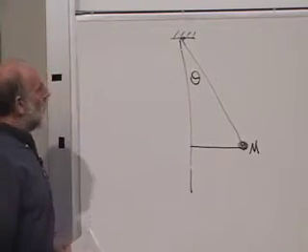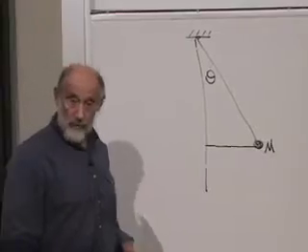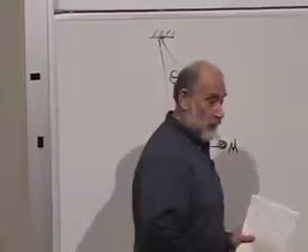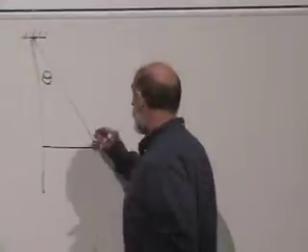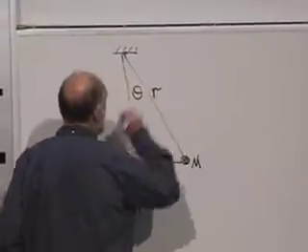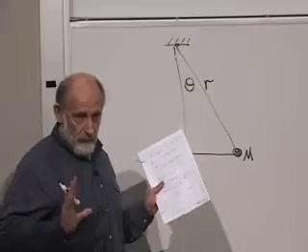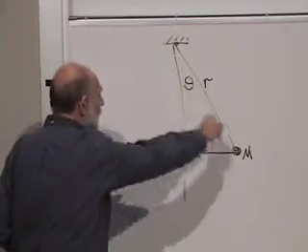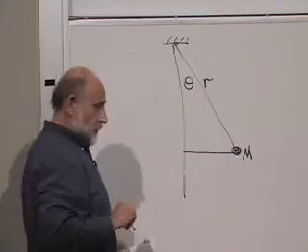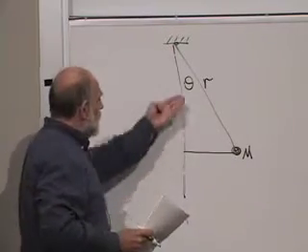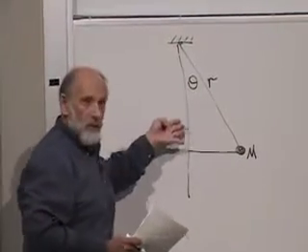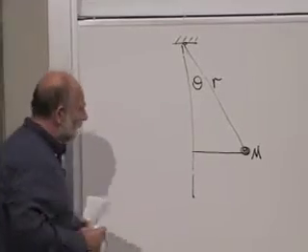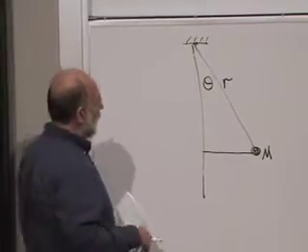We need to specify what the length of the pendulum is. The pendulum length doesn't change. It's just a constant in this problem. Let's call it R. R is just a number, 1 meter, or 1.5 meters, or 6 inches, or whatever, it's not going to change. The mass doesn't change. The only thing that changes with time in this problem is theta. And we want to work out its equations of motion.